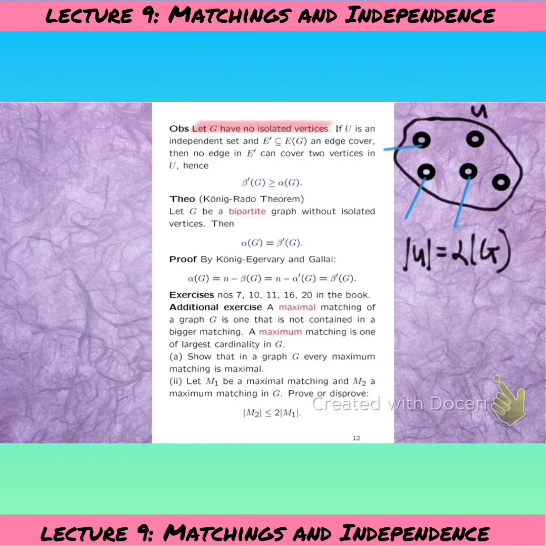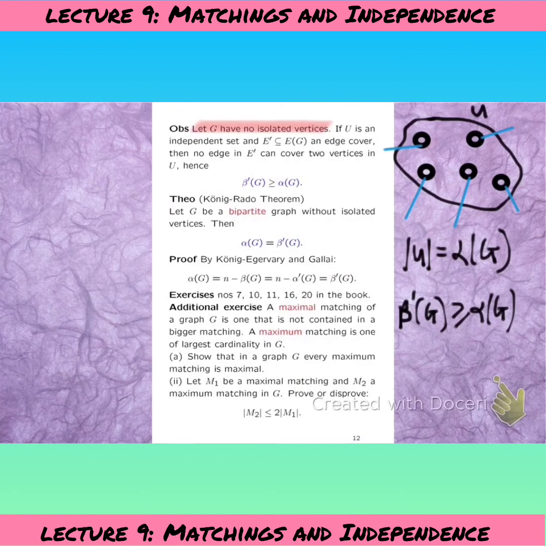So basically, you are pretty much going to have a situation where each vertex in U is incident with an edge from the edge cover set. At least one, because they're all covered. So this is going to imply that the edge covering number of G is going to be at least the independence number of G.